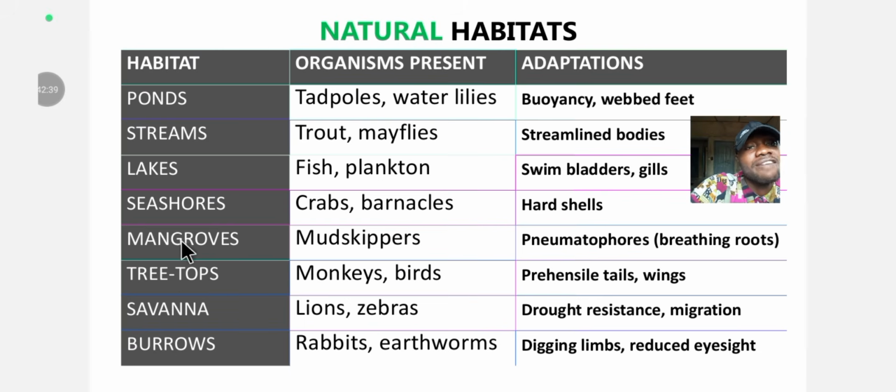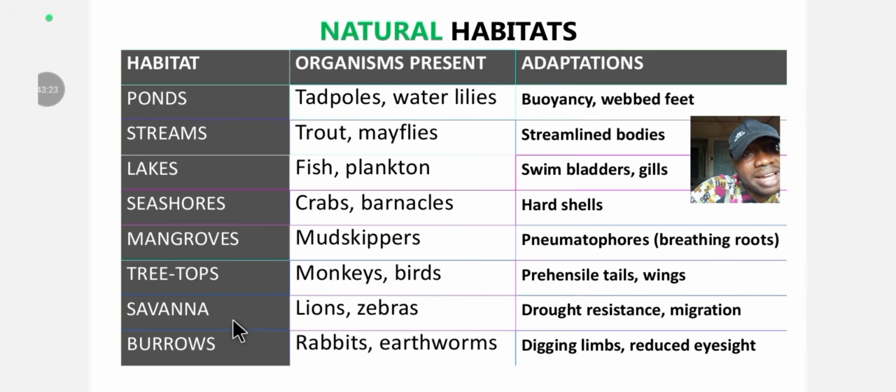Under the terrestrial we have mangrove here, a muddy, swampy area. You have the mud skippers, that's the organism you have there. What is the adaptation to the swamp or the mangrove? They have breathing roots, because in the swamp you can't breathe easily. It is that root that enables them to breathe. Pneumatophores enable them to breathe. It's a breathing root.